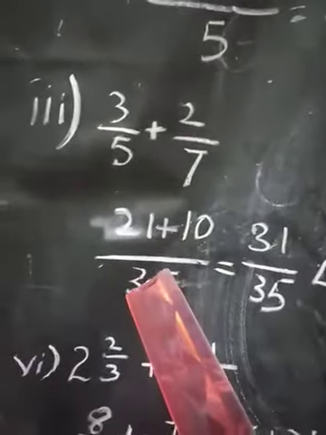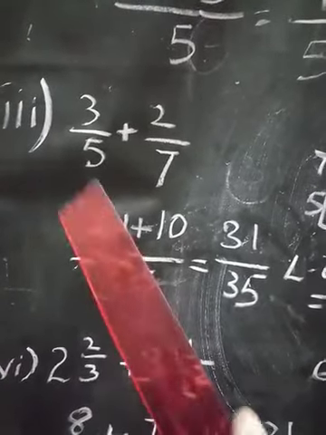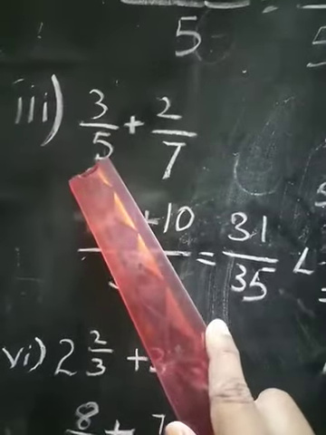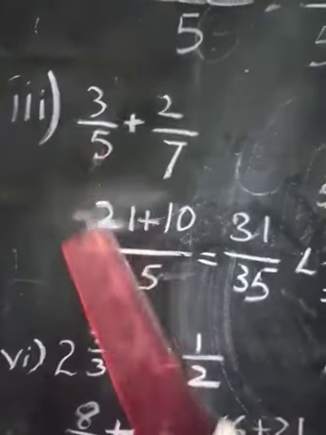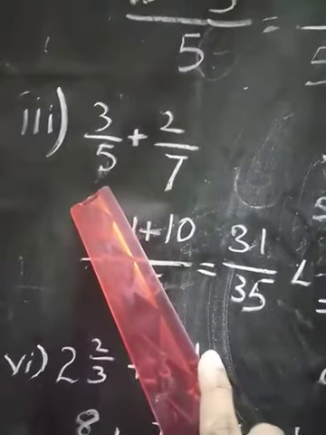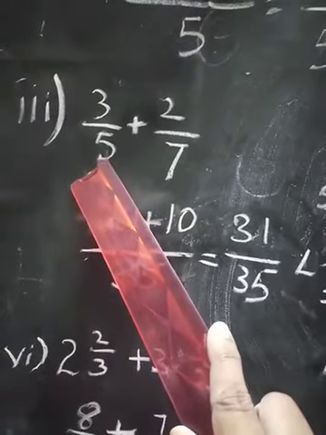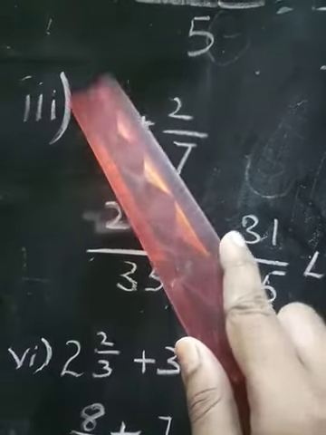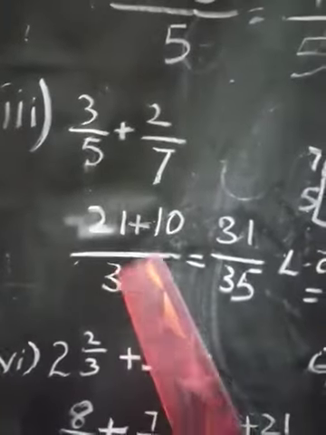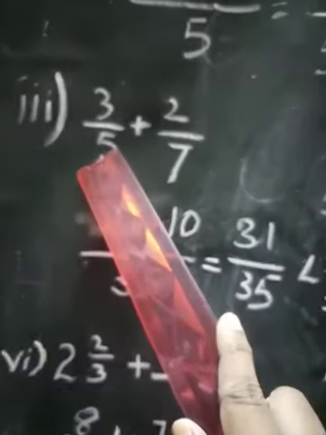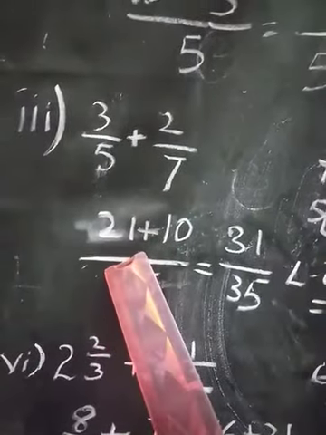So LCM, write LCM in the denominator. Here you are having 5. 5 into what number gives you 35? That is your LCM. 5 7s are 35. That 7 you have to multiply in the numerator. Okay students, 5 into 7 we will be getting the LCM. That 7 you have to multiply with the numerator. 3 7s, 3 into 7 is 21.